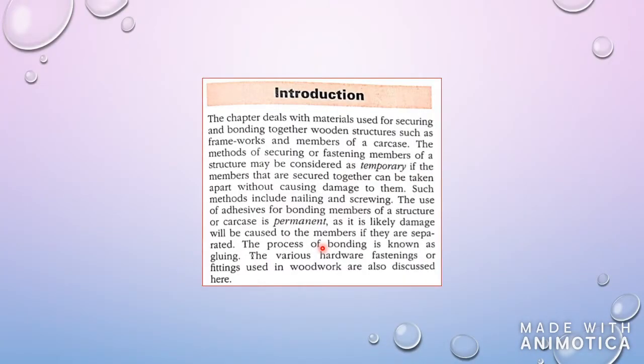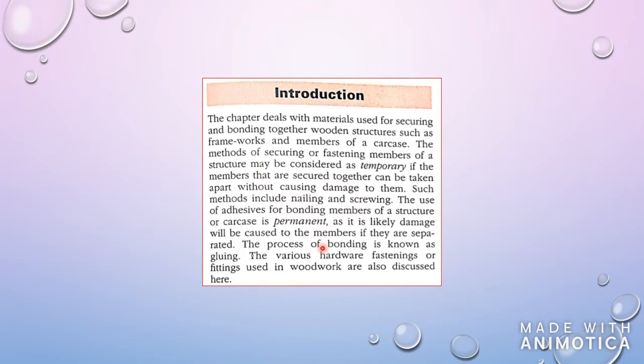Right, so this chapter deals with the materials that you use to bond wooden structures together, and these are the methods of securing or fastening members of a structure. Okay, and it may be temporary, it may be permanent, but it gives it a finished look on your project.